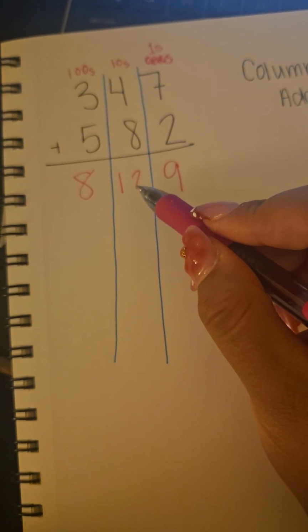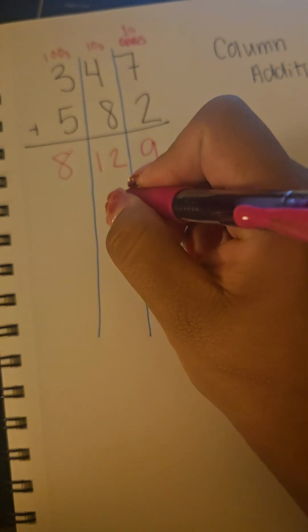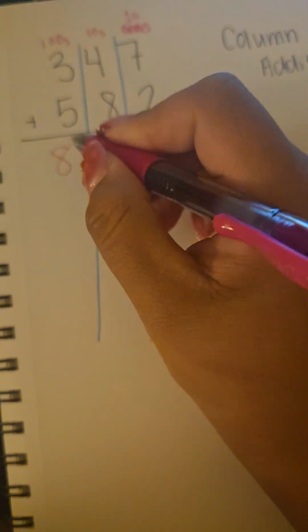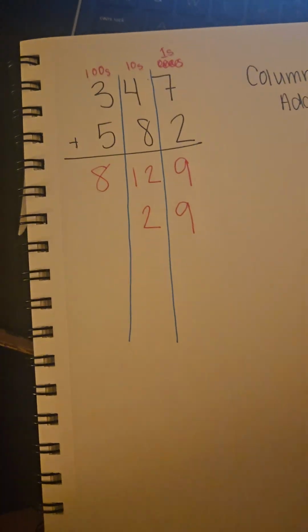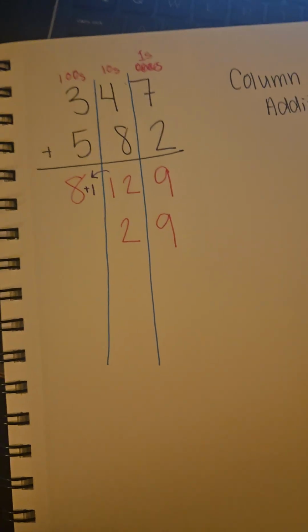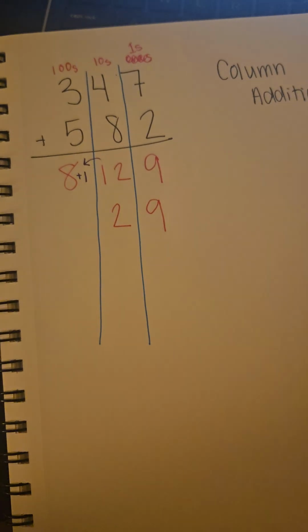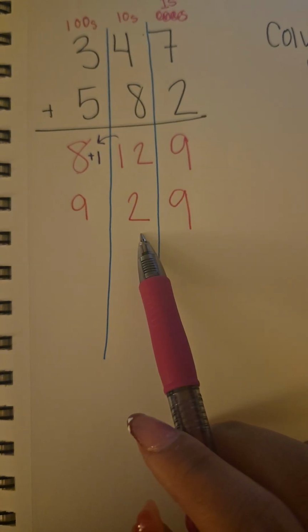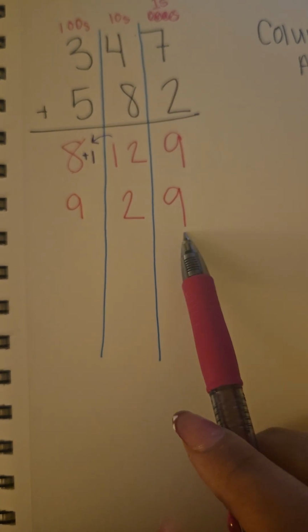However, 12, we need to keep the 2, but carry the 1 over here. So we will add the 2 right here. And then this would then, let me show you with another color. So you would carry, actually let's do purple. You would carry that 1, so it would be plus 1. That way you could visualize it better. And that will become 9. So here we have 1 digit in the 100s, 1 digit in the 200s, and 1 digit in the ones.